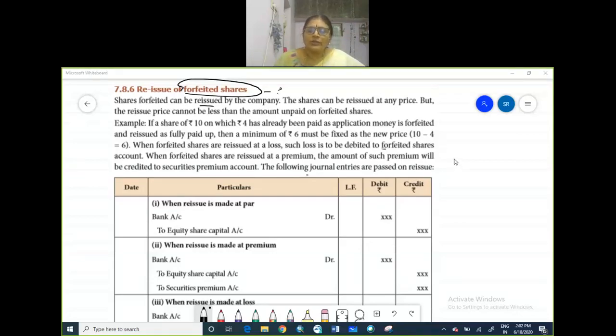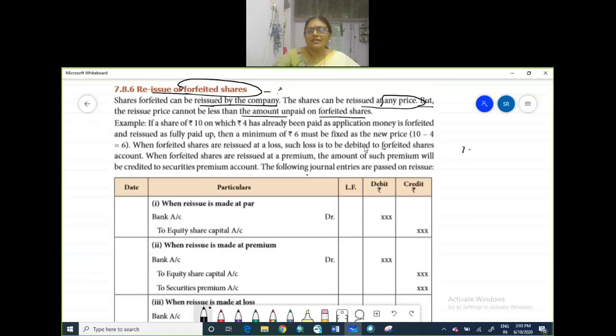In our previous class, we saw what forfeited shares are. When the shareholder fails to pay the money called for by the company, the company can take back the shares. This is called forfeiture of shares. These forfeited shares can be reissued by the company to another person. The reissue of forfeited shares can be at any price, but the reissued price cannot be less than the amount unpaid on the forfeited shares.